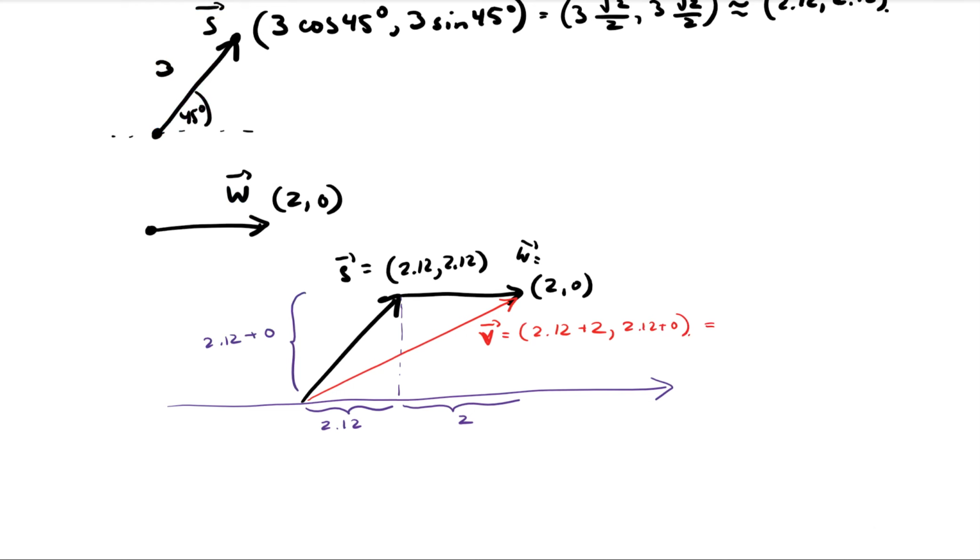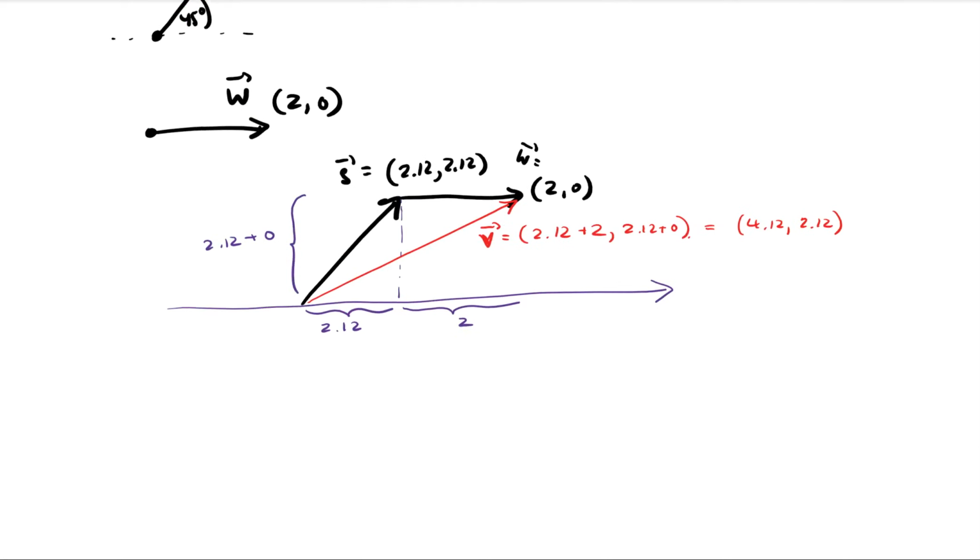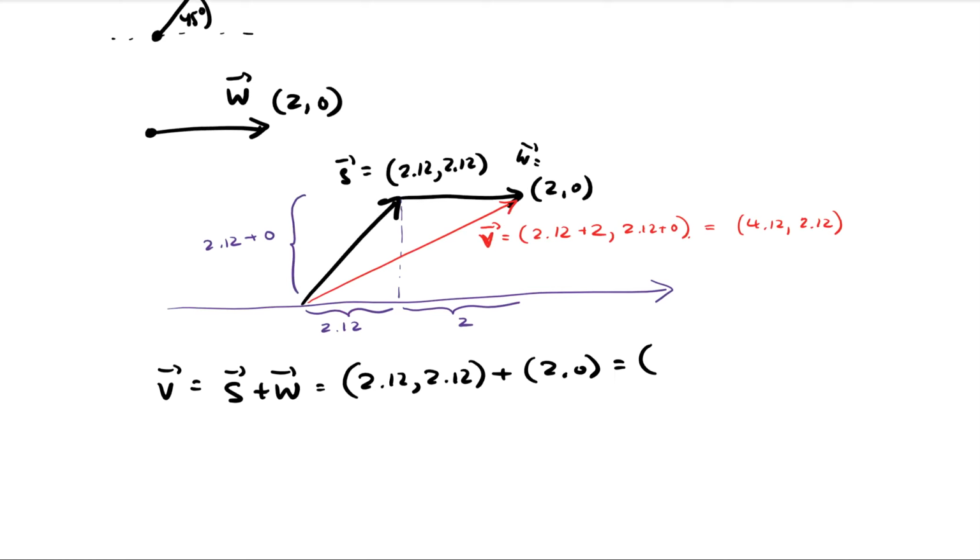Okay, and then we get 4.12 and 2.12, like that. So we see that S plus W, which is our vector V, is obtained essentially once we find the coordinates. So I can draw a diagram, but actually once I have those coordinates, all I need to do is add up the coordinates. It's as simple as that. Okay, and with this I can answer the question.